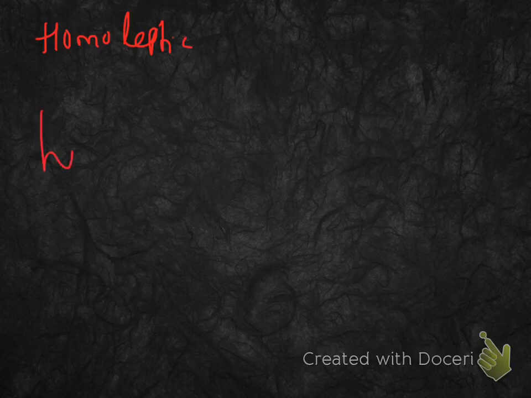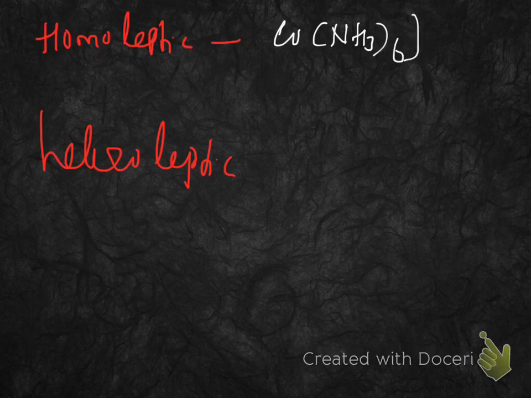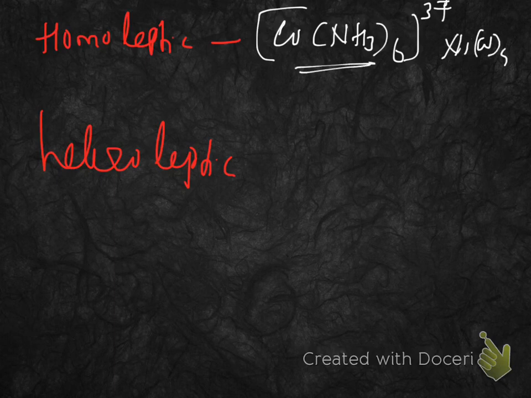Next one is homoleptic and heteroleptic complexes. Homoleptic means the same kind of ligands, only one kind of ligand in the complex. [Co(NH3)6]3 plus. Here you have only ammonia. It is homoleptic. Ni(CO)4. Here you have only carbon monoxide, or the carbonyl group, so it is homoleptic. Only one kind of ligand.